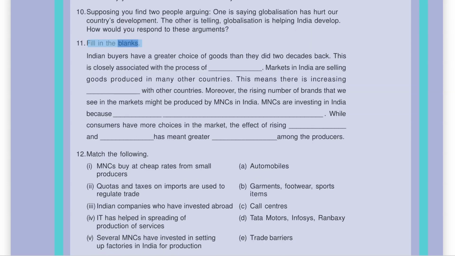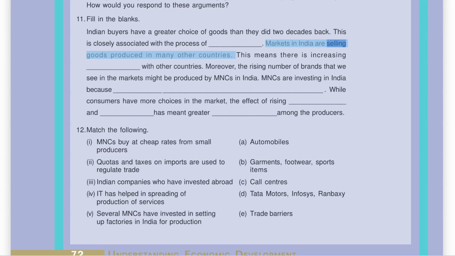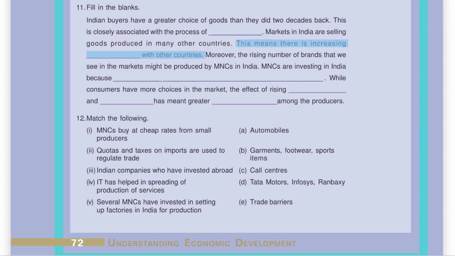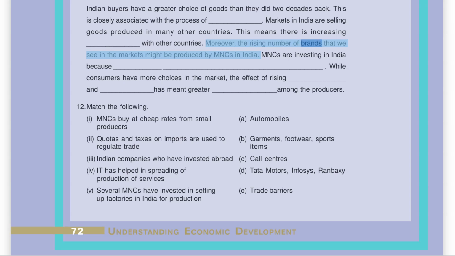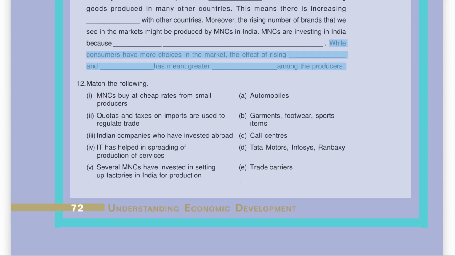11. Fill in the blanks. Indian buyers have a greater choice of goods than they did 2 decades back. This is closely associated with the process of markets in India selling goods produced in many other countries. This means there is increasing integration with other countries. Moreover, the rising number of brands that we see in the markets might be produced by MNCs in India. MNCs are investing in India because, while consumers have more choices in the market, the effect of rising competition has meant greater pressure among the producers.